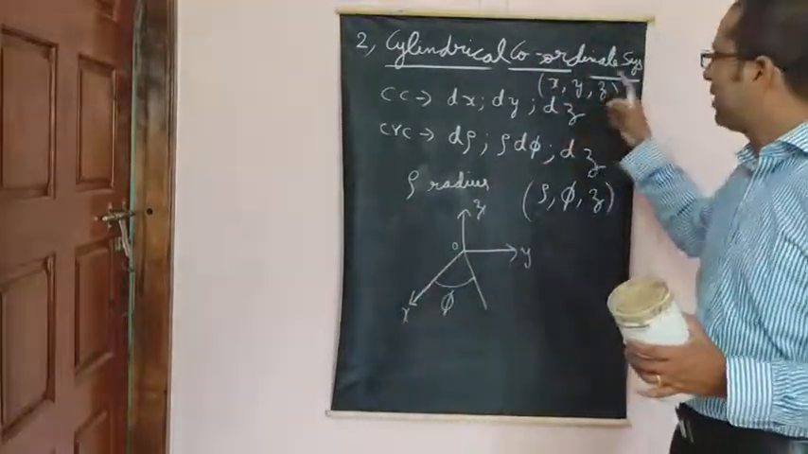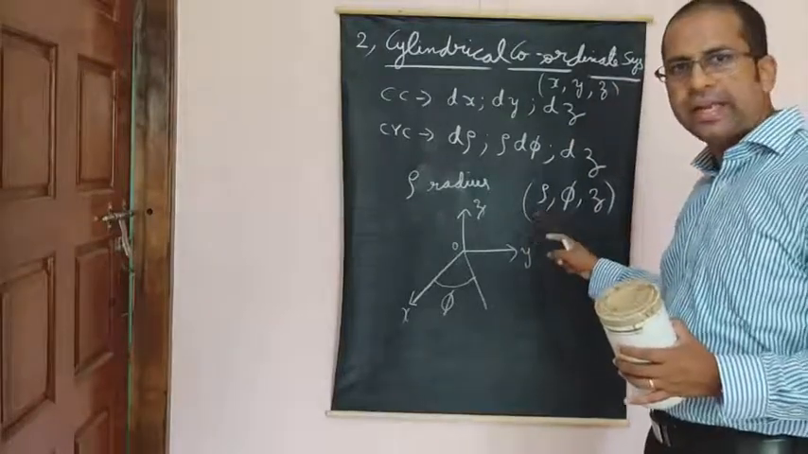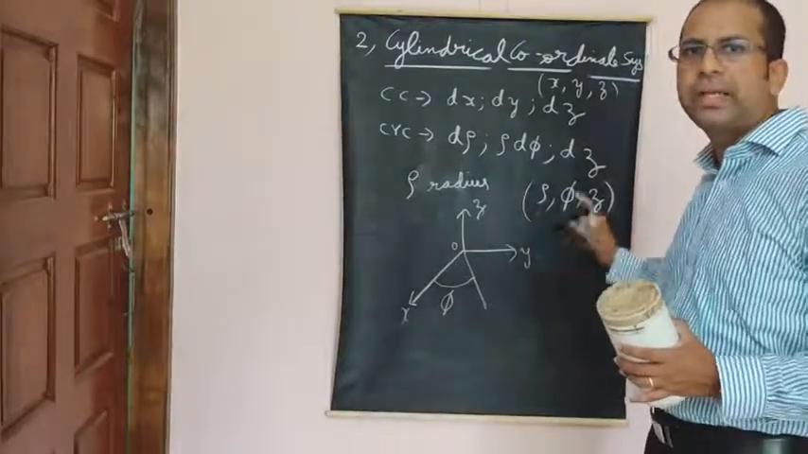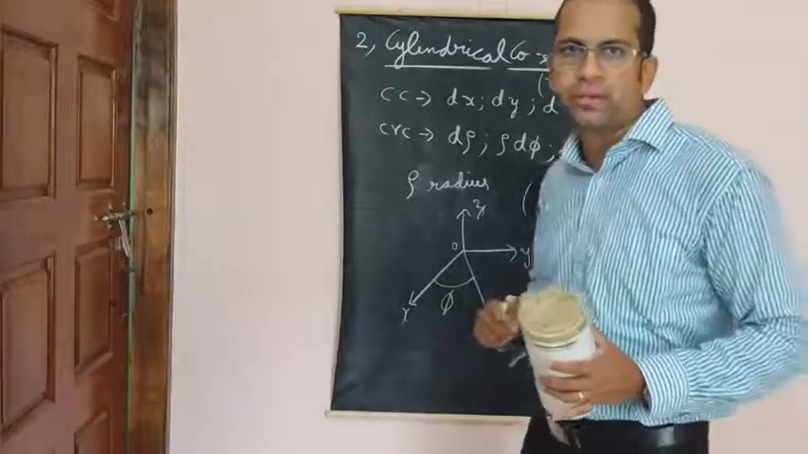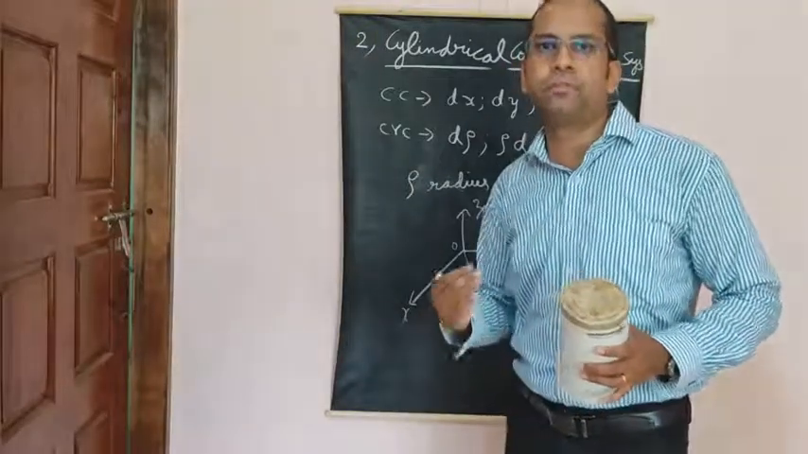Meter, meter, meter; meter, degree or radians, meter; meter, meter, degree. That's the manner we have. Next, I will be telling you about the differential volume also.